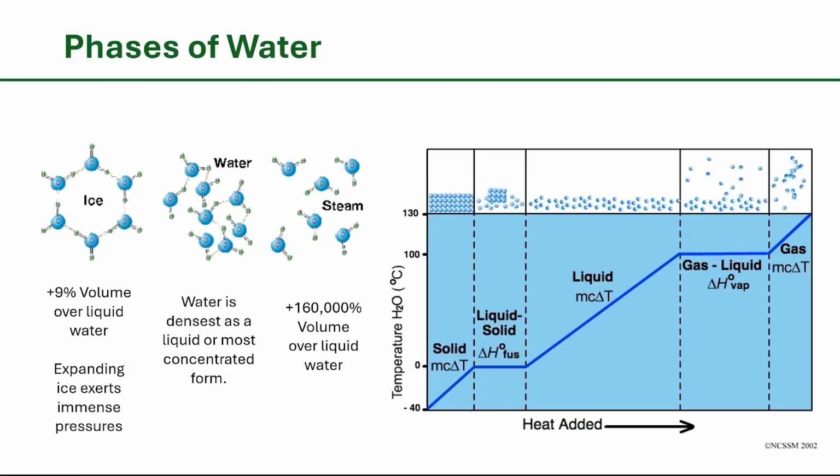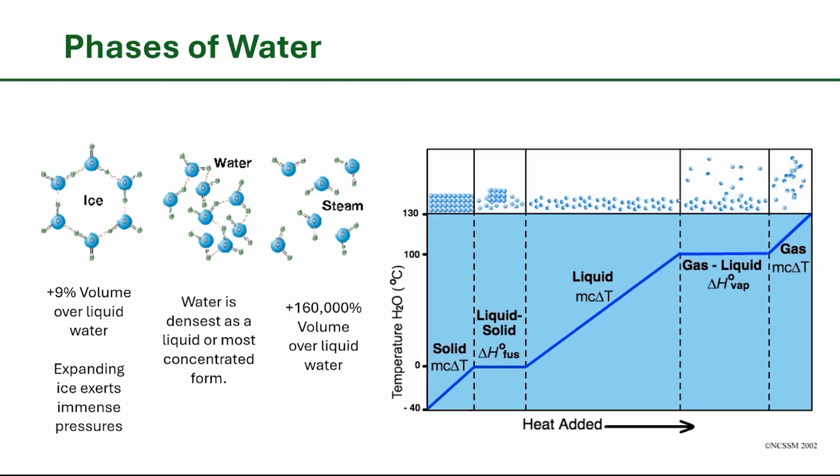The hydrogen bonds again cause the phases of water to act differently. Water as a solid expands, and that is because these hydrogen bonds cause this hexagonal structure. Something very important to understand in the northern climates is that ice can exert tremendous pressures, even lifting manholes and building foundation elements up out of the ground if they're not addressed correctly. Water is at its densest as a liquid, and then as steam, it tremendously expands.